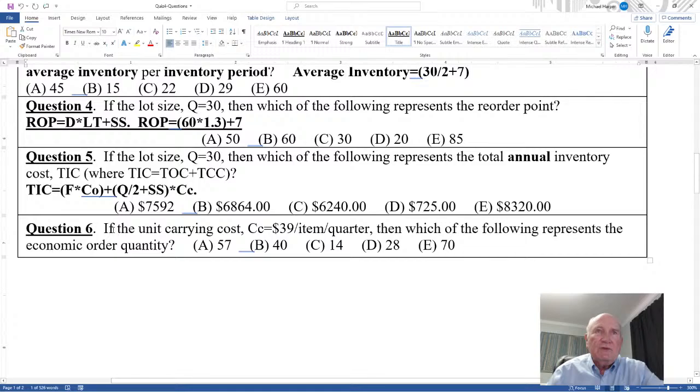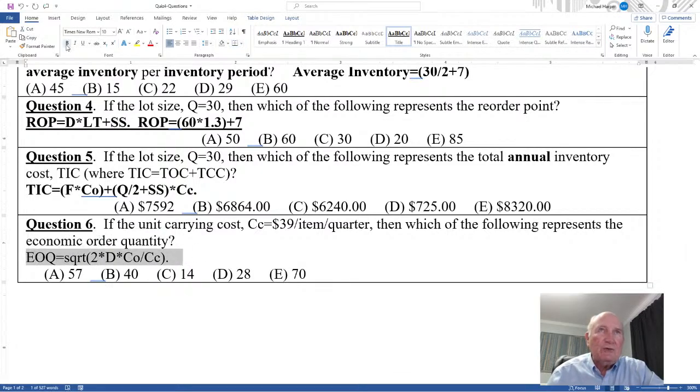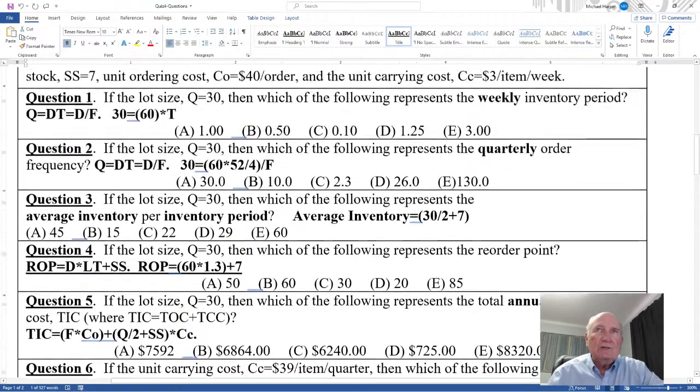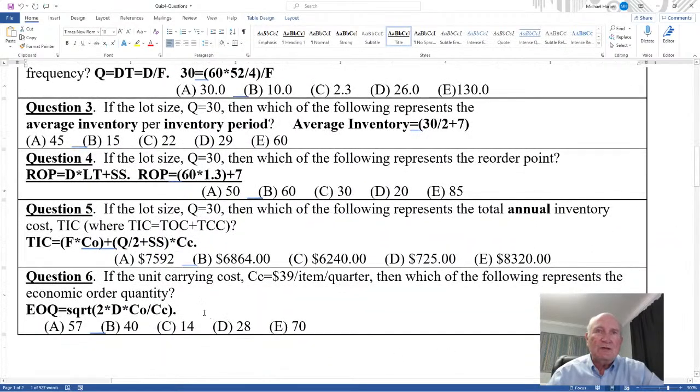Okay. If the unit carrying cost is this, then which of the following represents the economic order quantity? Okay, so now we have EOQ. So remember, EOQ equals the square root of 2 times my demand times my ordering cost divided by my carrying cost. And there that is. Again, we have to make sure we have the right units. The demand is in weeks, the carrying cost is in weeks, so I can use both of them just like that. There's no transformation there.